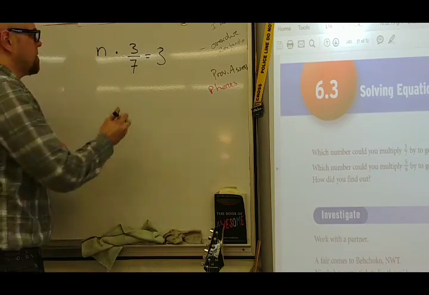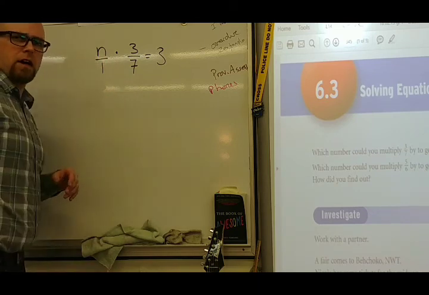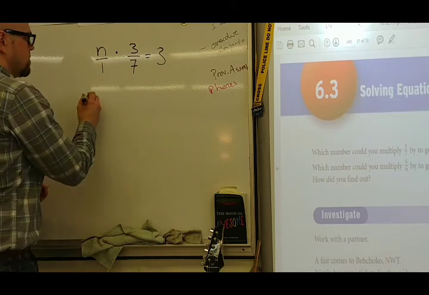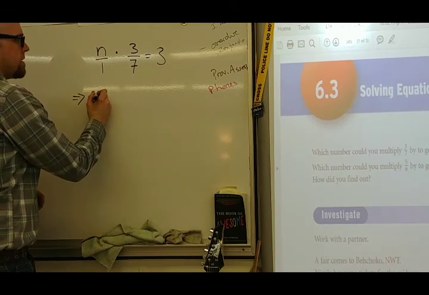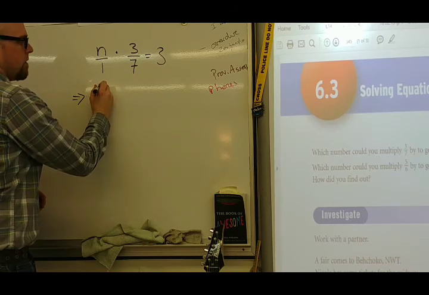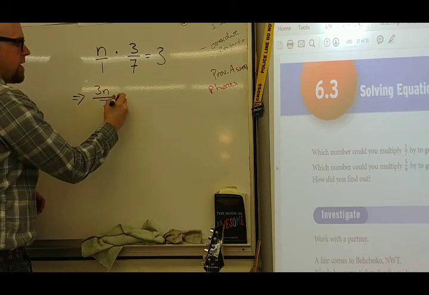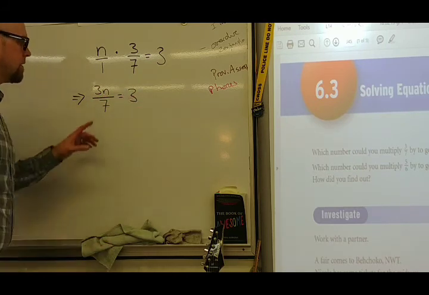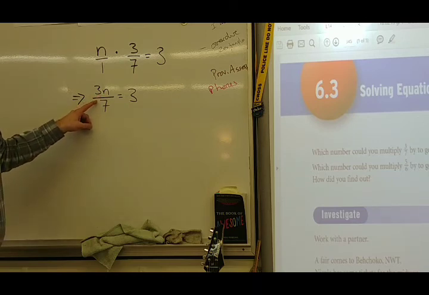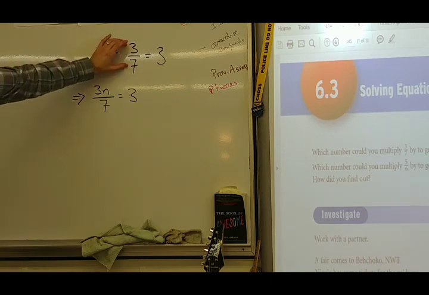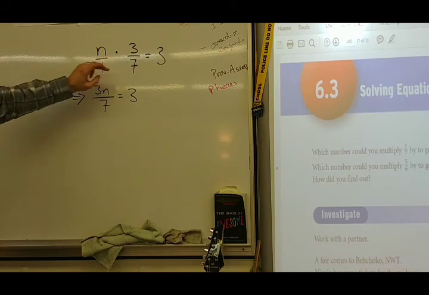But then it occurred to me, n is the same as n over 1, is it not? I believe it is. n is the same as n over 1. So really, I've got n times 3, giving 3n, over 1 times 7, which is 7, equals 3. This is what number multiplied by 3 over 7 equals 3. Now to explain that, instead of n, I put n over 1 times 3 over 7: n times 3 and 1 times 7.